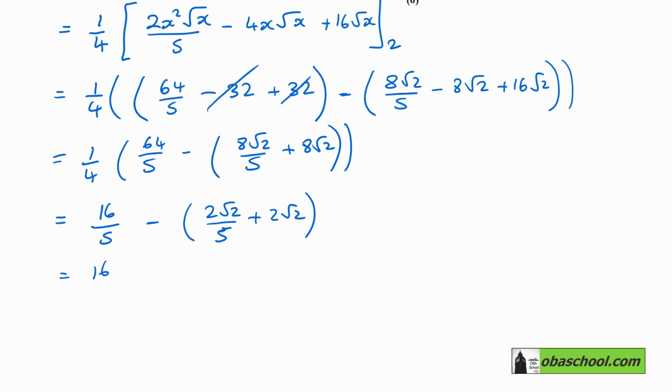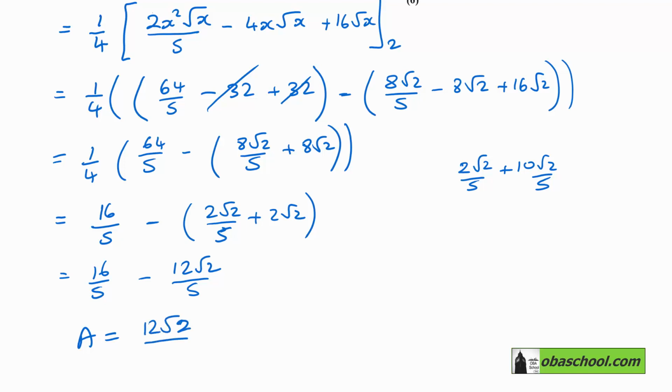And that is 16 over 5, and that is going to be a 2 root 2 on 5 plus 10 root 2 on 5, which is 12 root 2 on 5. The area then is just going to be the negative of that, as we discussed. So it's 12 root 2 on 5, take away 16 over 5.